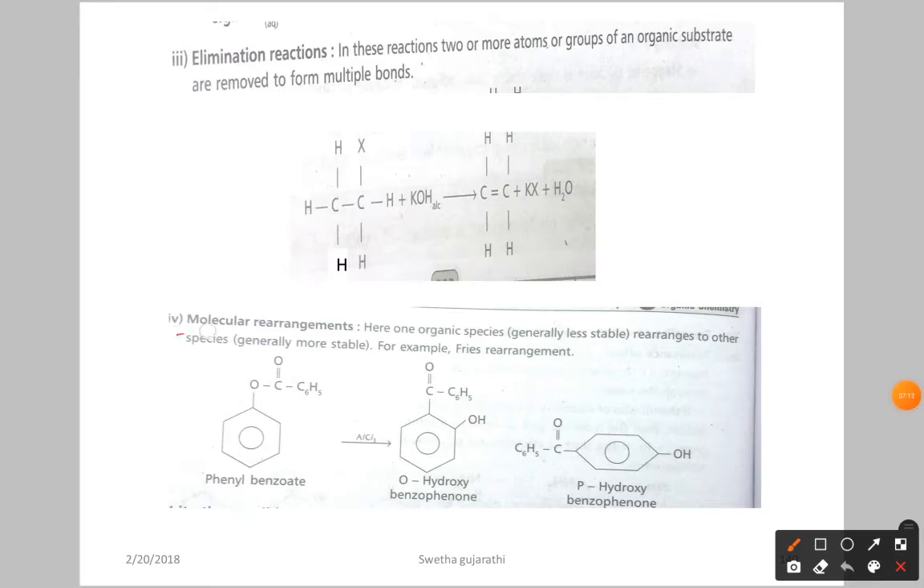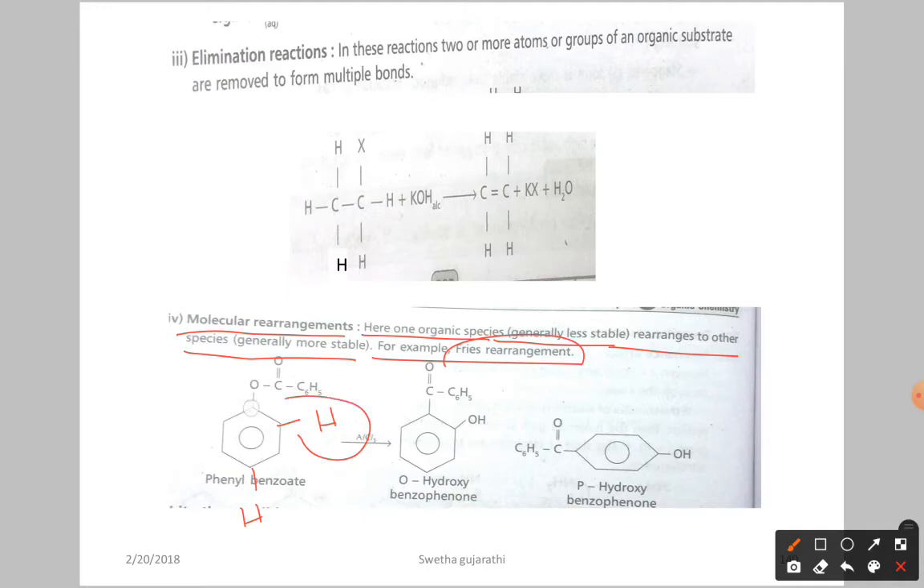Next, the fourth one we have is molecular rearrangement. Name itself says the molecule undergoes rearrangement. Rearrangement means, as you know very well, we are shifting some places. Here one organic species, generally less stable, is rearranged to another species, generally more stable. For example, Fries rearrangement. Simply here I am taking, for example, hydrogen here and hydrogen here. This hydrogen will shift here and this entire group will be shifted here. So you are going to get this product.